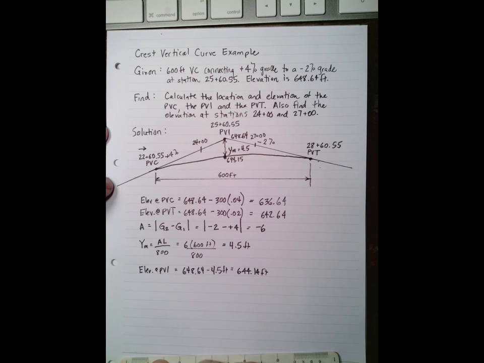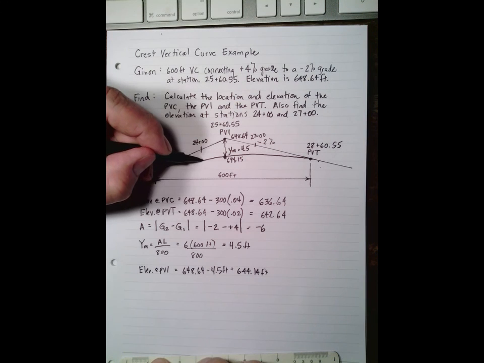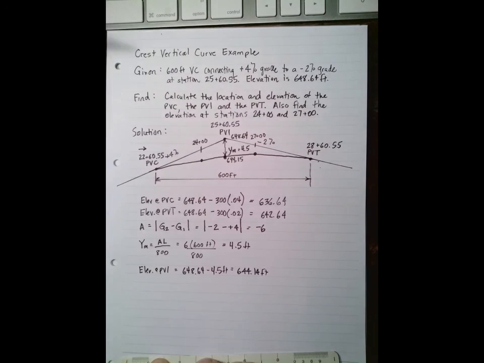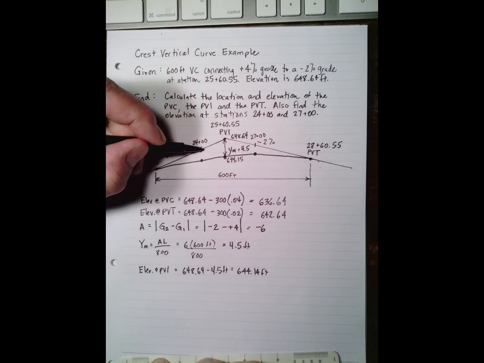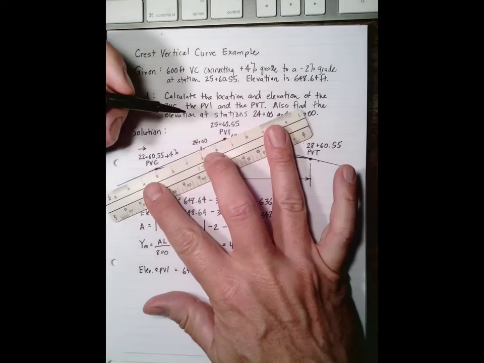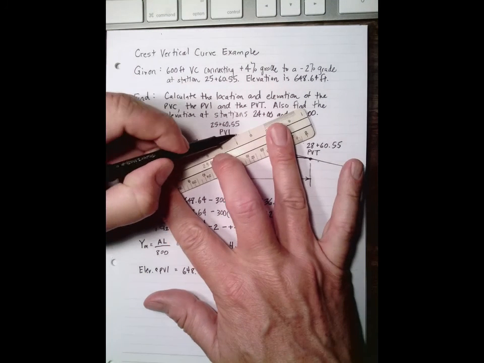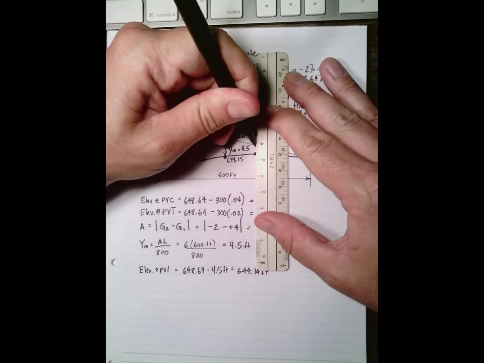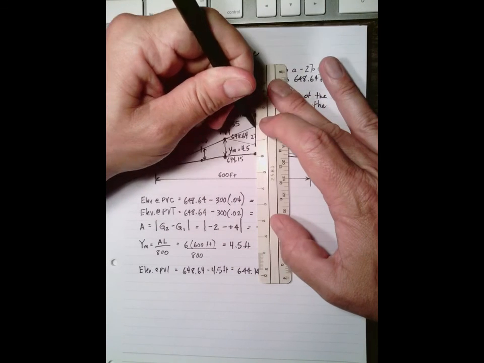So the only two remaining items are to calculate the elevation at these two stations. And so the way that I like to think about solving this problem is to calculate this distance. And then what I'm going to do is extend this tangent and then, it gets a little bit crowded here, calculate this distance here.